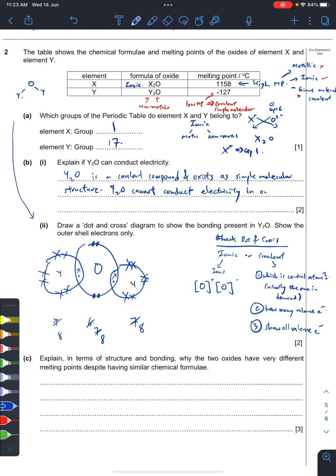In any state. Why? As it does not have mobile ions or delocalized electrons. So delocalized electrons and mobile ions are the two things that can help move the charges around, meaning conduct electricity.